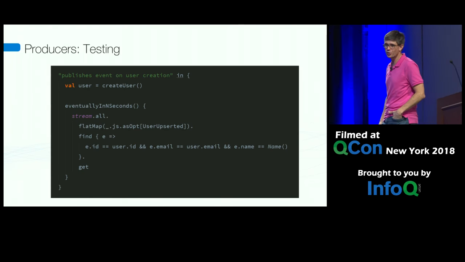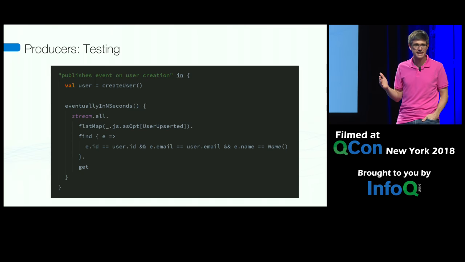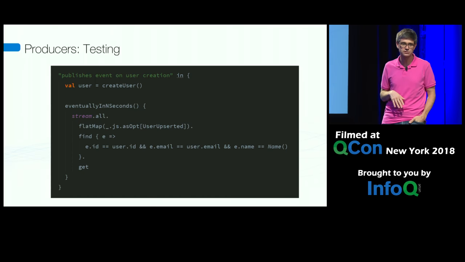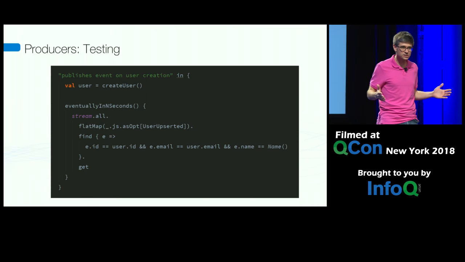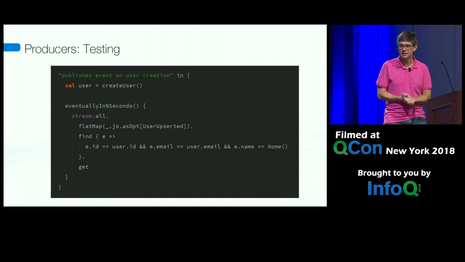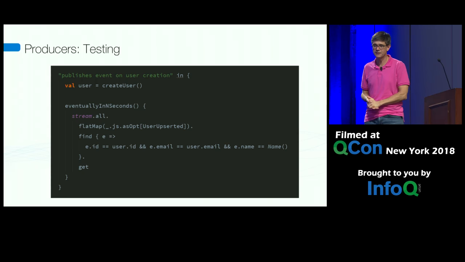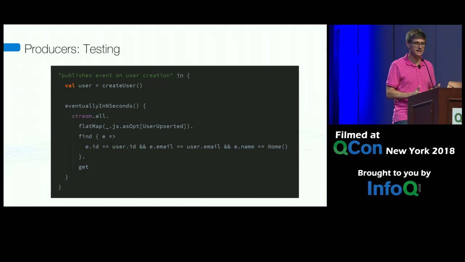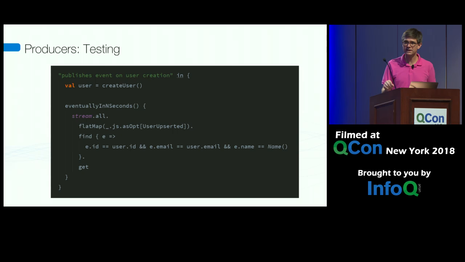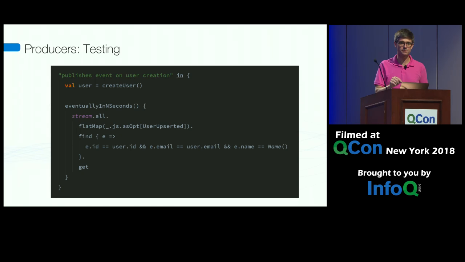Testing. Testing is super important. This is an actual test that goes end-to-end on publishing an event on user creation. So we create a user, and then eventually our stream must contain an event of type user upserted where the ID, email, and name match the user we created. End-to-end test, that's it. And again, we've invested a lot of time in the library around streaming so that when this test passes locally, it works in production. The only difference in production is that instead of an in-memory queue, we now have network and Kinesis. But from an interface perspective for all of us as developers, it doesn't matter.